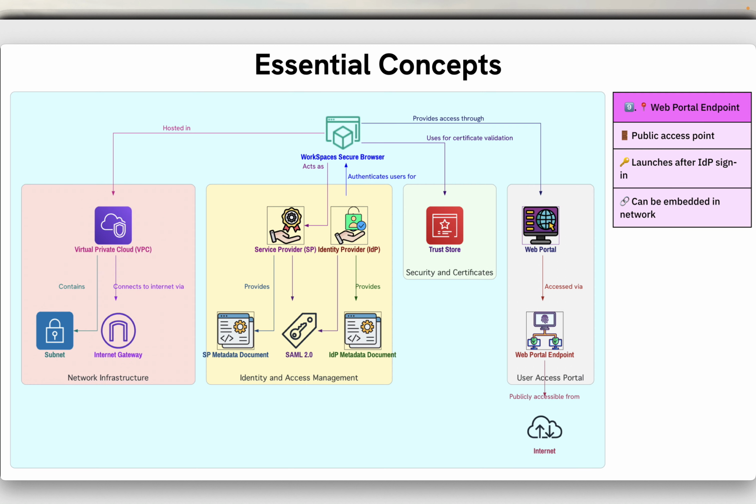Next is the web portal endpoint. This component provides a public access point for users to launch the web portal after the identity provider sign in, and this can be embedded in your network. So you have to have at least some component which is public facing. So that is this component.